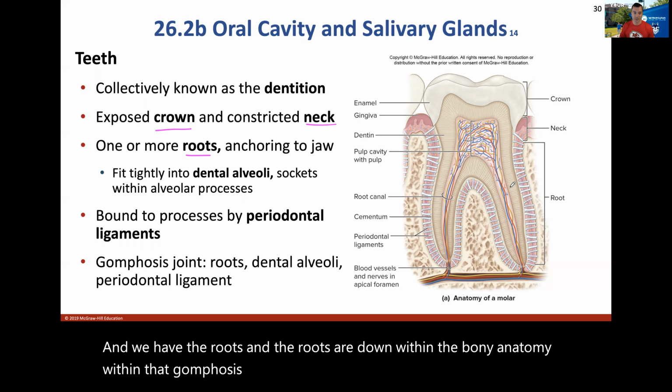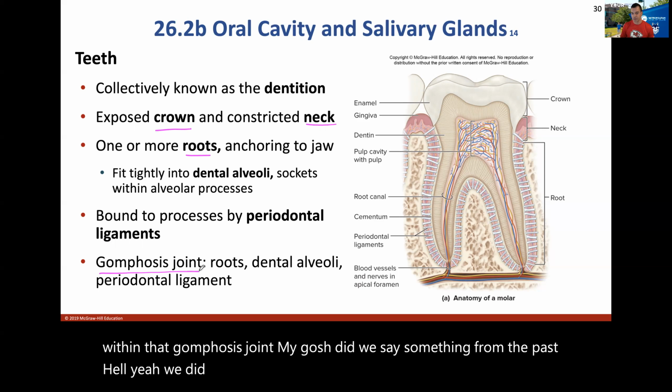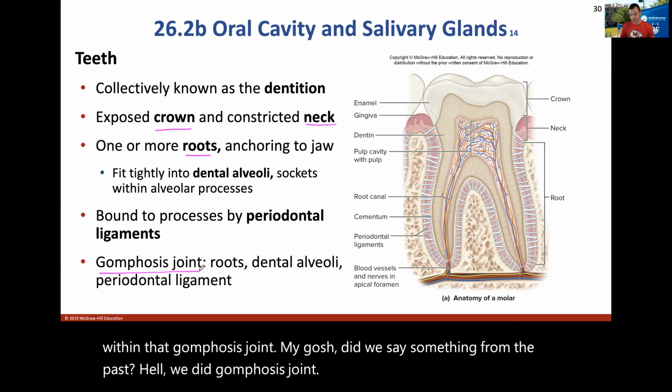Oh my gosh, did we say something from the past? Hell yeah, we did. Gomphosis joint. Synarthrotic. Okay.